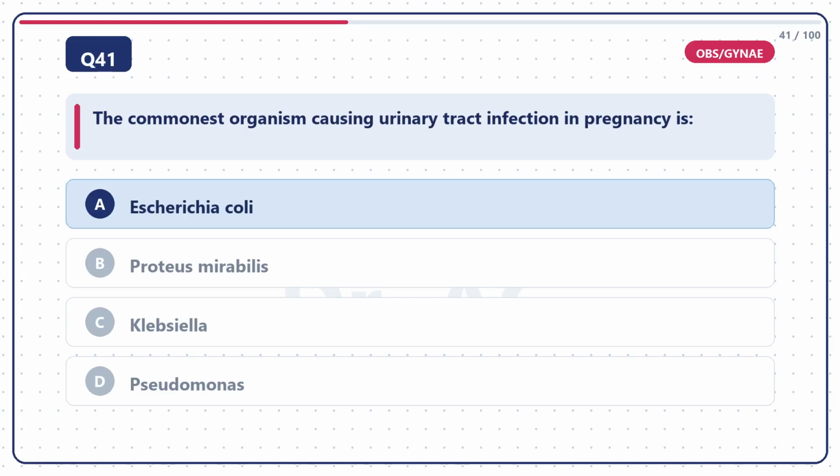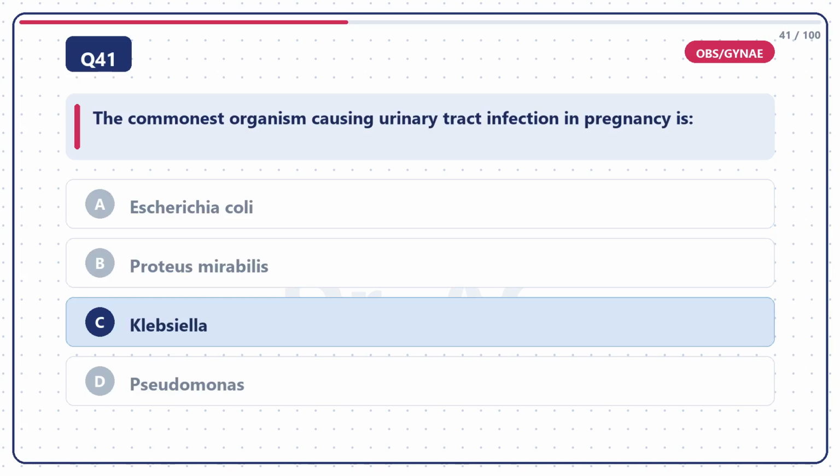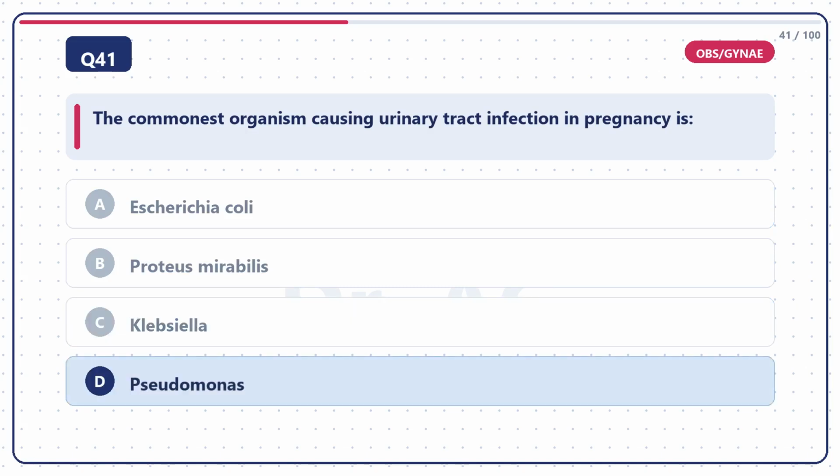Escherichia coli. Option B, Proteus mirabilis. Option C, Klebsiella. Option D, Pseudomonas.